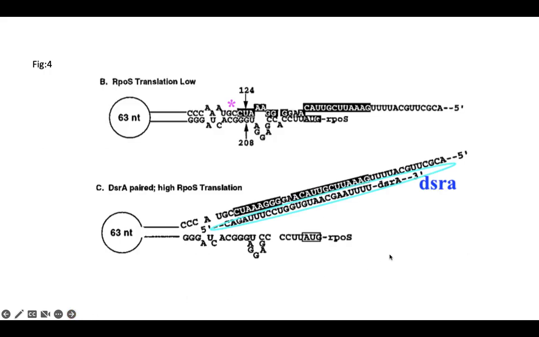Just to show you here, this is from figure 4. Here we can see rpoS in its closed position. The authors refer to that as the low translation position. Here I've circled DsrA, and this shows how it can open it and expose that little sequence down here where the ribosome wants to bind in order to initiate rpoS translation.